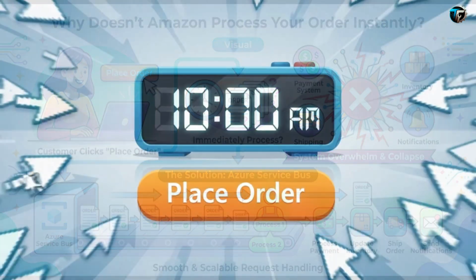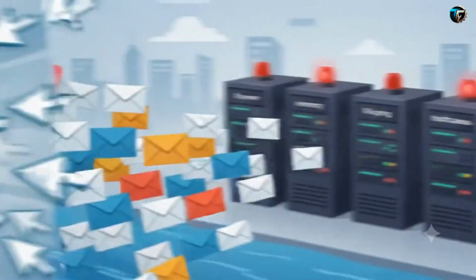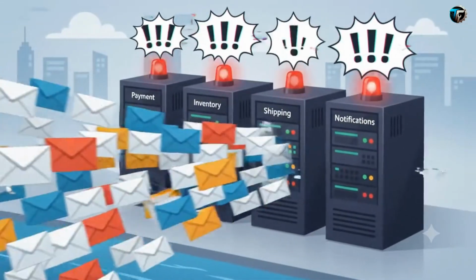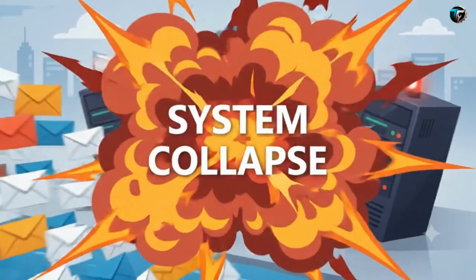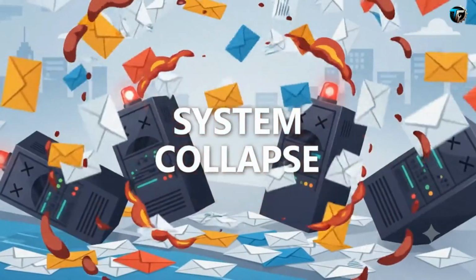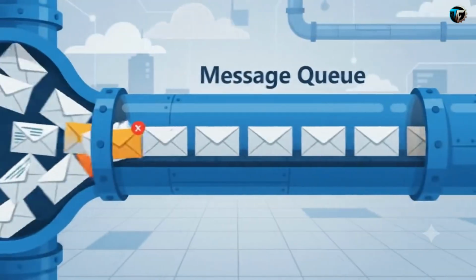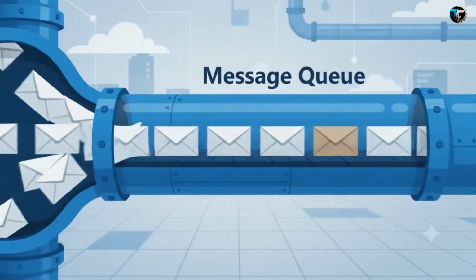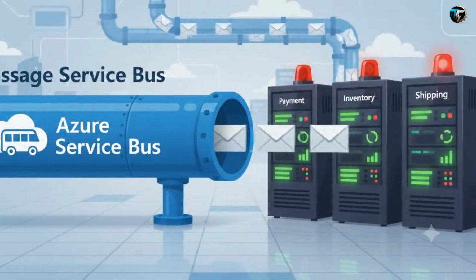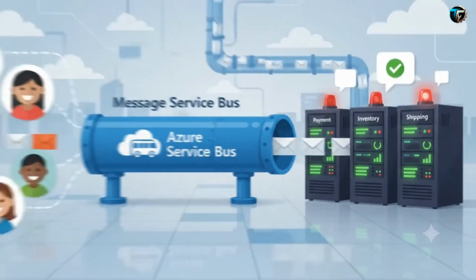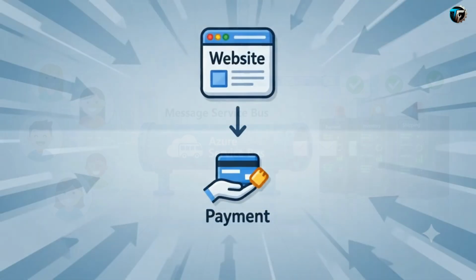Imagine millions of customers click, place order, at exactly 10 a.m. during a massive sale. Should every request immediately hit the payment system? Inventory? Shipping? Notifications? If everything happens at once, the entire system could collapse. So how do companies like Amazon handle millions of requests smoothly? The answer is message queues. And on Azure, one of the most powerful messaging services is Azure Service Bus.